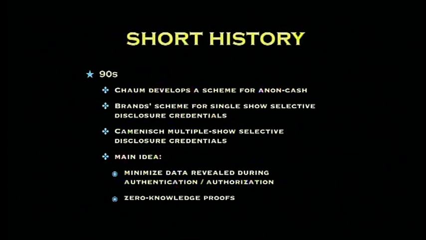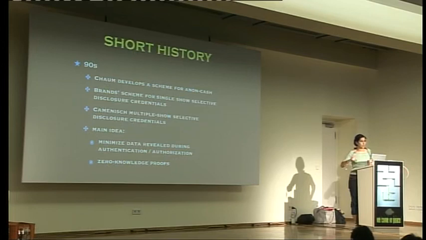Brands then develops a scheme for single-show selective disclosure credentials. So you have a credential and you don't show all the information on that credential, but just parts of it, and you prove that the stuff on that credential is true. Camenisch and Lysyanskaya then developed what are called multiple-show selective disclosure credentials. So once you have a credential with a set of information, you can show different parts of it multiple times. That's basically the intuition you should have. The main idea with all these developments is that you want to minimize the data revealed during authentication and authorization. So you want to prove certain things and make sure that you don't show anything else other than what you're proving, and this I will describe shortly as zero-knowledge proofs.